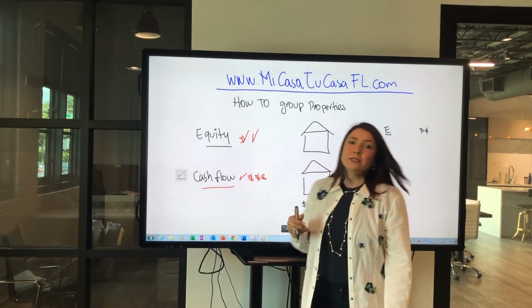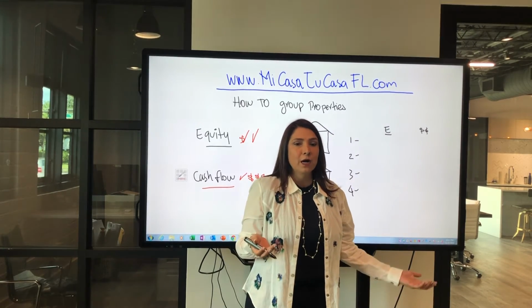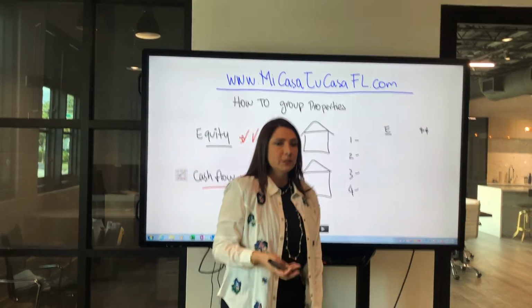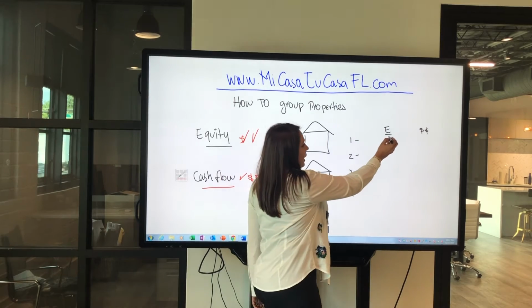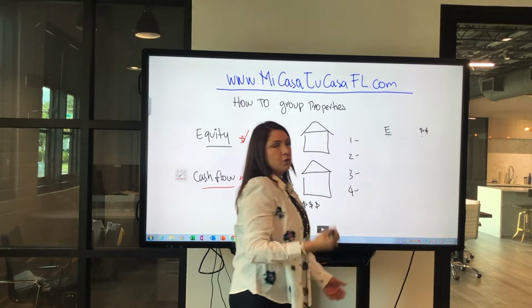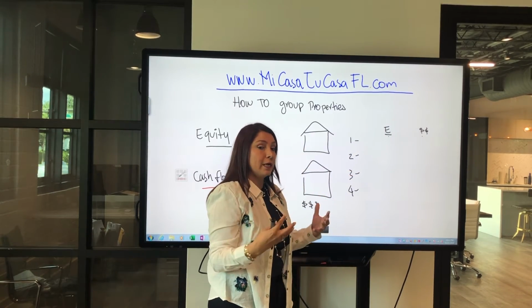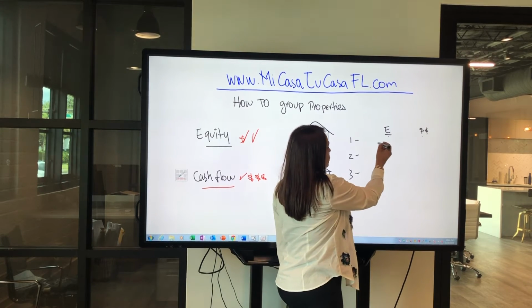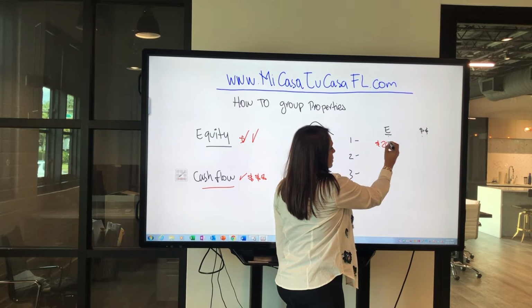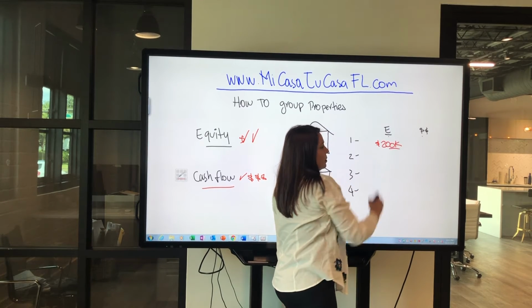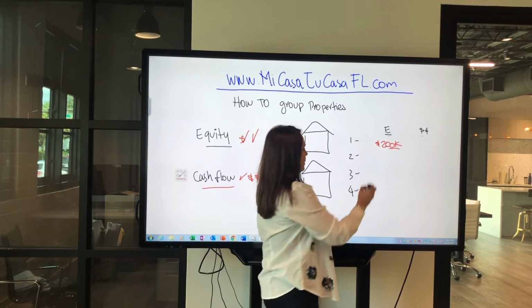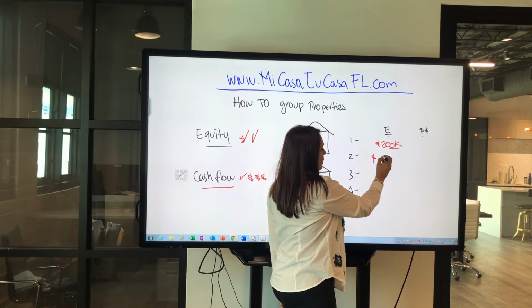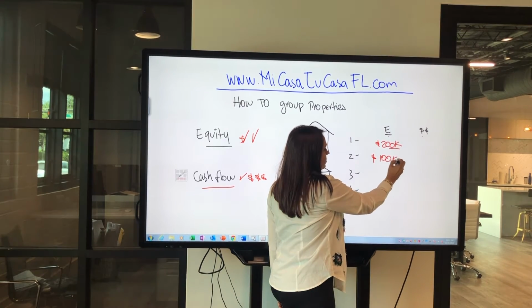Now, let's say, for instance, you have 3 or 4 properties. So here will be the equity and here will be the cash flow. Let's see how we can set that up. Let's say in the first house you have $200,000 equity, right? And in the second property you may have $100,000 equity.